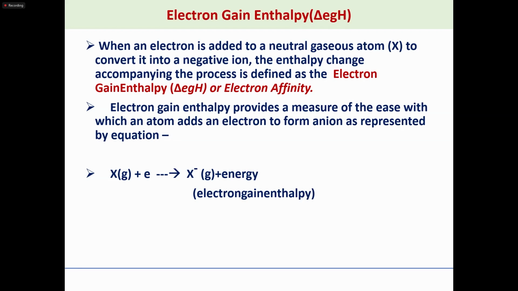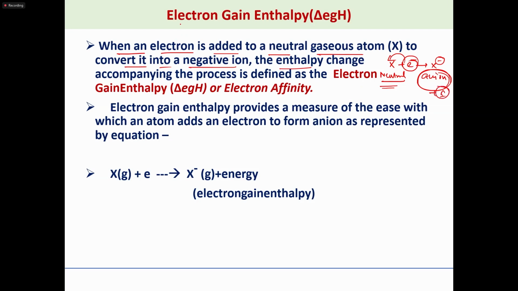So here it is written that when an electron is added to a neutral gaseous atom to convert it to a negative ion, suppose this is X. If I add one electron, it will be X minus. So it is an anion, and the original is neutral. One electron is added to this neutral atom, forming an anion. Then some amount of energy is removed.